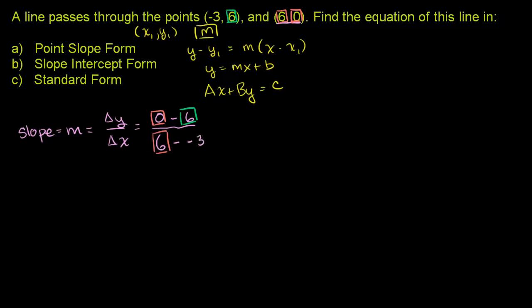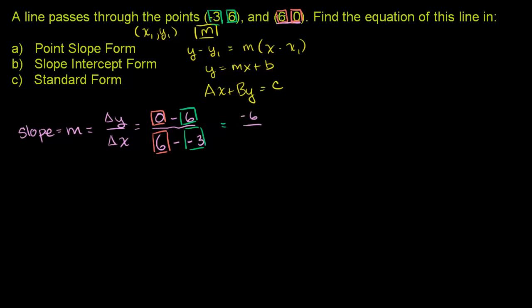And just to make sure we know what we're doing, I'm just saying, if we go from that point to that point, our y went down by 6, right? We went from 6 to 0. So we get 0 minus 6 is -6. That makes sense. Y went down by 6. And if we went from that point to that point, what happened to x? We went from -3 to 6.